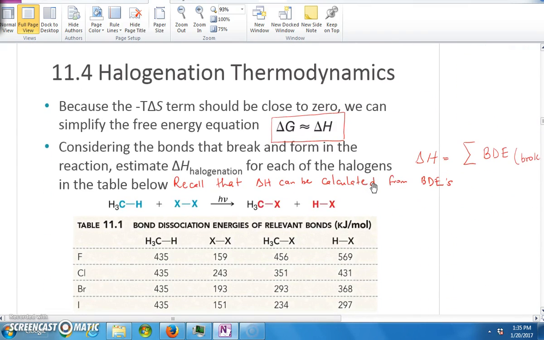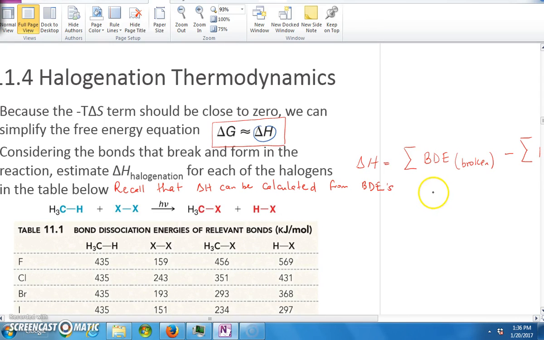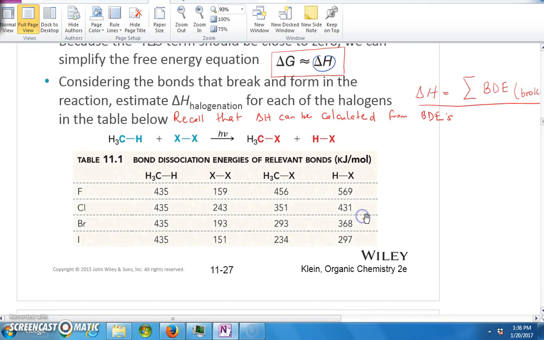And so to be able to see why chlorination and bromination are the more widely used forms of halogenation of hydrocarbons in organic chemistry, let us consider the delta H, the enthalpy change of the reaction. Considering the bonds that break and form in the reaction, we can estimate delta H. Delta H is equal to the bond dissociation energy of the bonds broken minus the bond dissociation energies of the bonds formed. And that way you can calculate delta H.